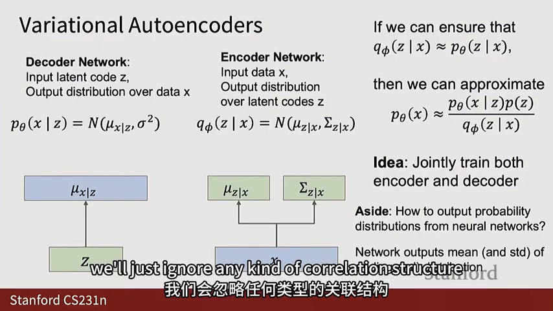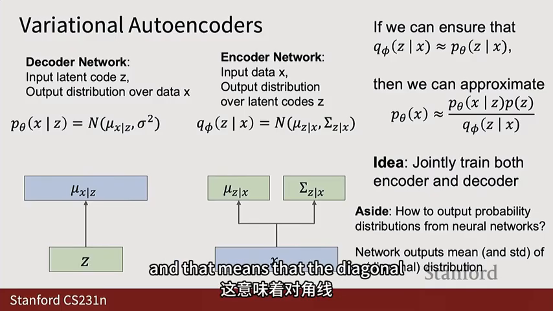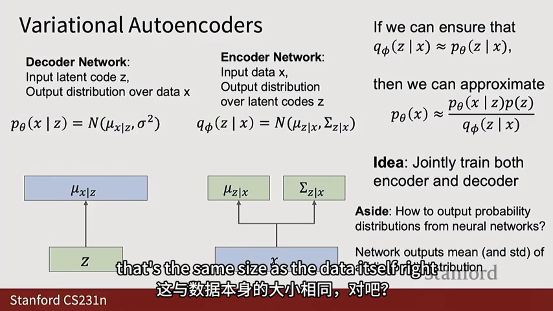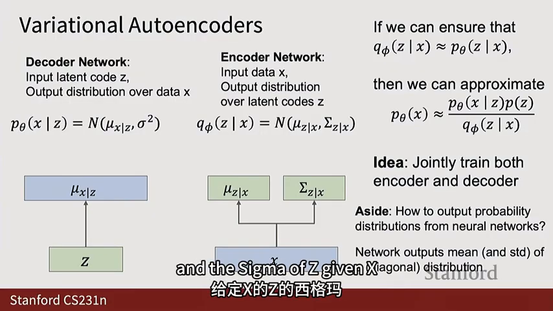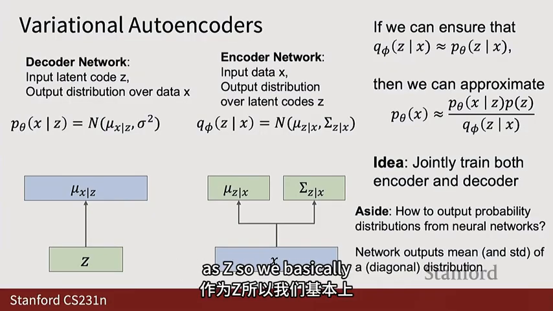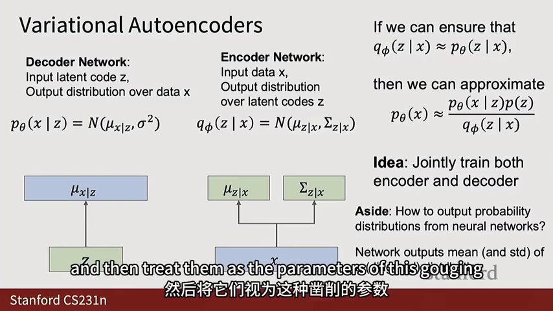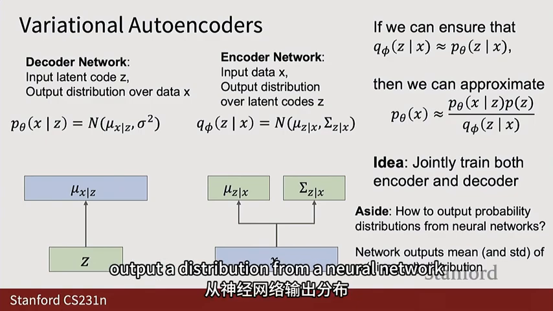So instead, we'll just ignore any kind of correlation structure among the different values. And now that means that the diagonal covariance is now a vector that's the same size as the data itself. Right? So that means this mu of Z given X and this sigma of Z given X are both vectors of the same shape as Z. So we basically have the neural network output two vectors of the same shape and then treat them as the parameters of this Gaussian distribution. So that's how we can output a distribution from a neural network.